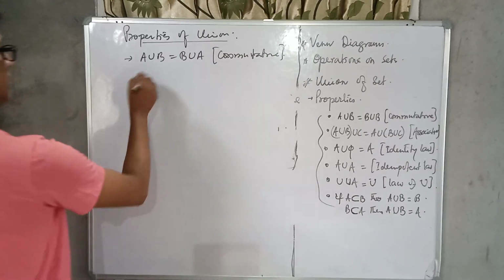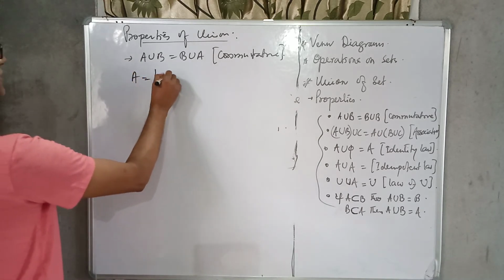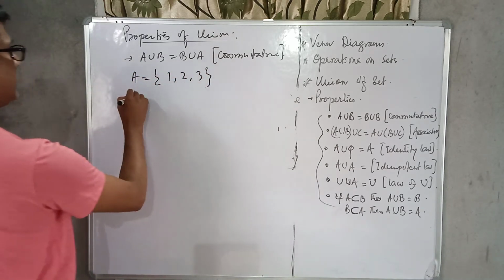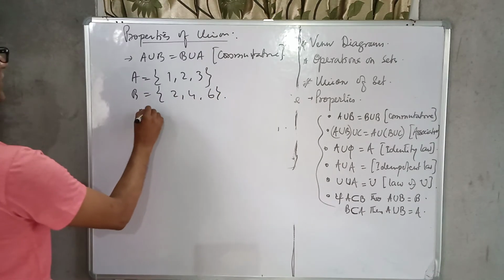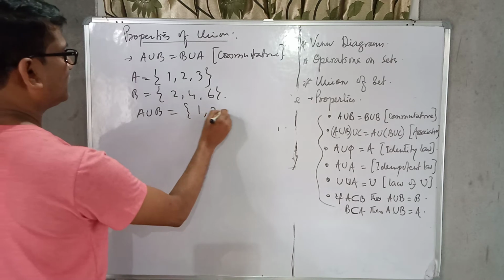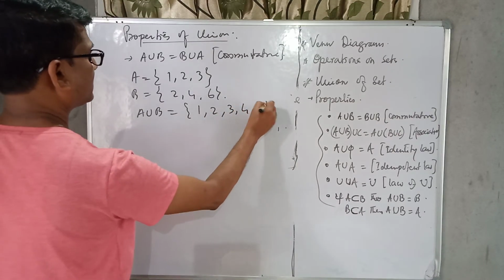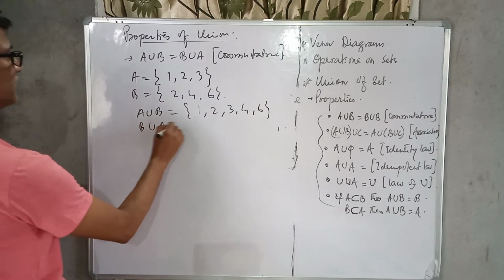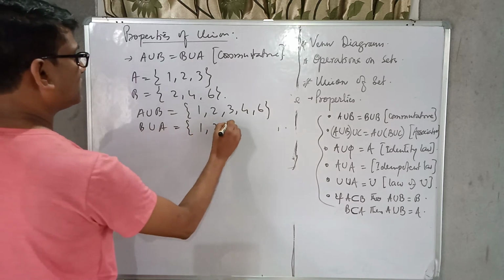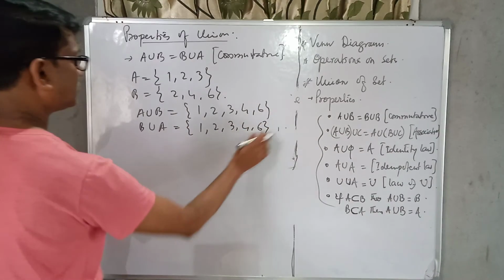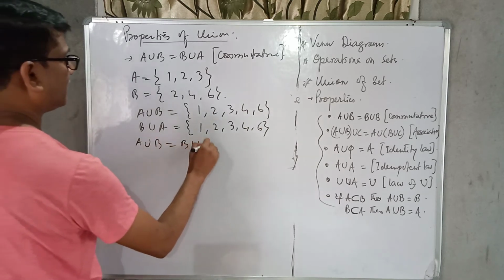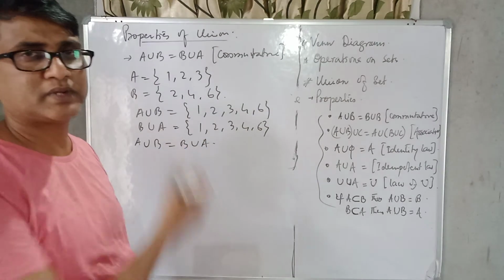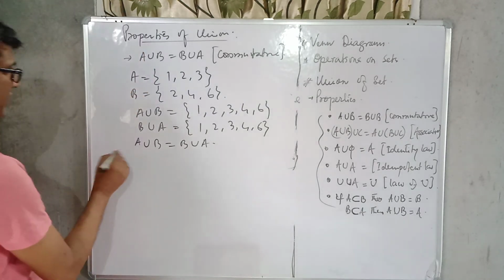As an example, we can take A as 1, 2, 3 and B as 2, 4, 6. So A union B is equal to 1, 2, 3, 4, 6. And B union A is 1, 2, 3, 4, 6. So A union B is equal to B union A. So with the help of examples, you can prove the properties. Okay. What is the second property?